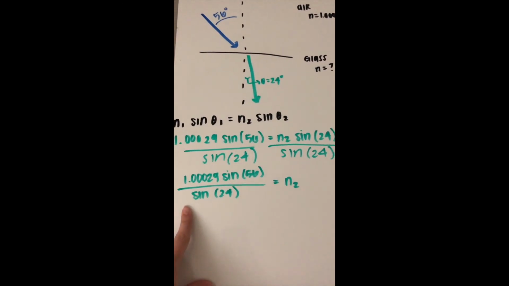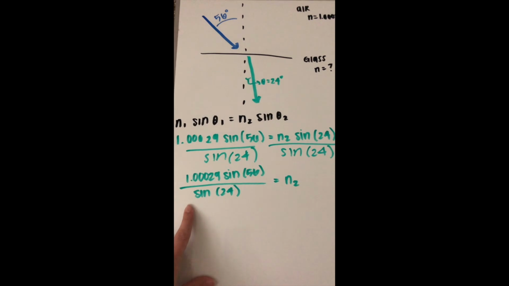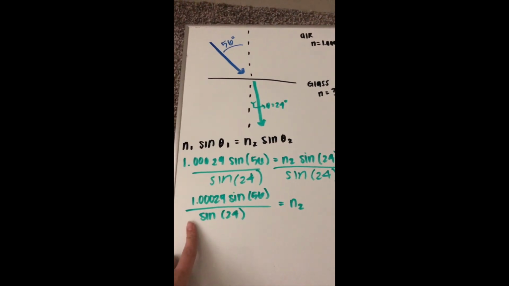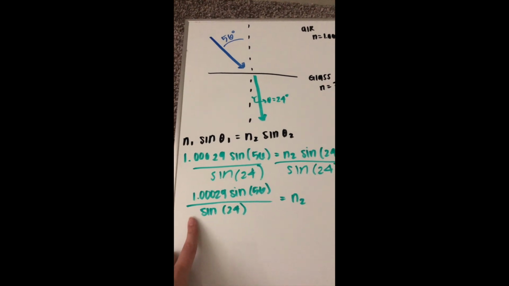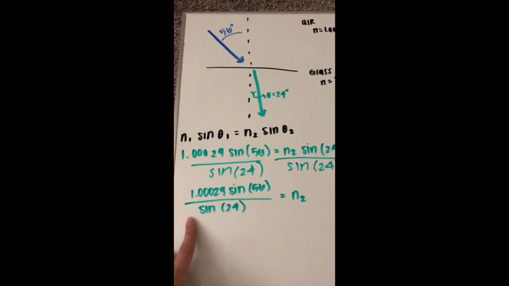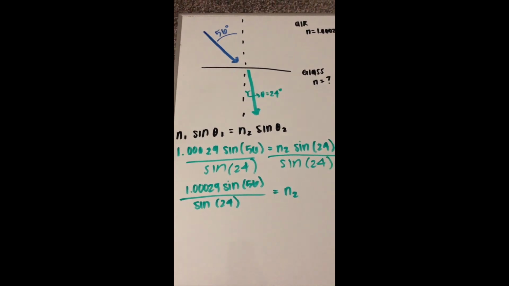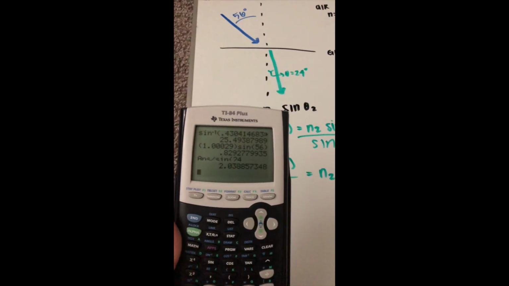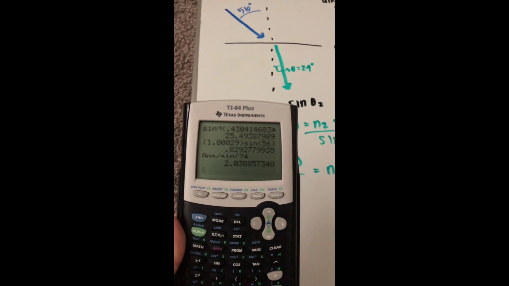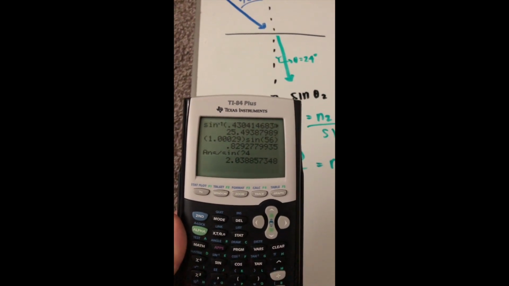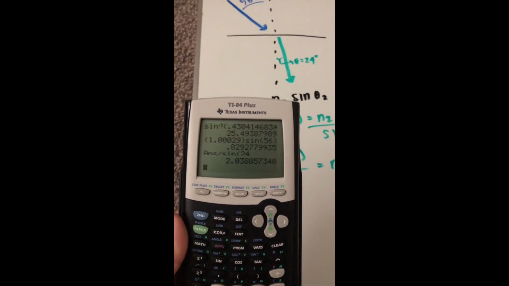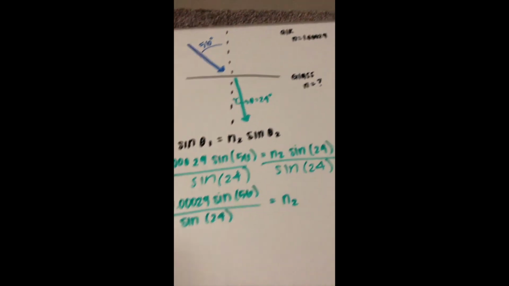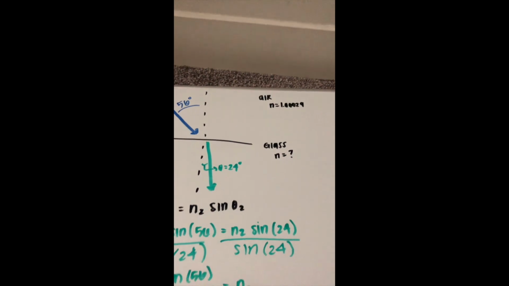So here I just rearranged the equation. These would cancel out, and then we'd have 1.00029 sine of 56 over sine of 24. And I'm just going to plug that into my calculator, and that should give me the answer. So when I plug that into my calculator, I get 2.03, which can be rounded to 2.04. So N2 is equal to 2.04.